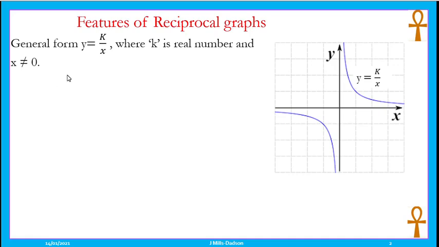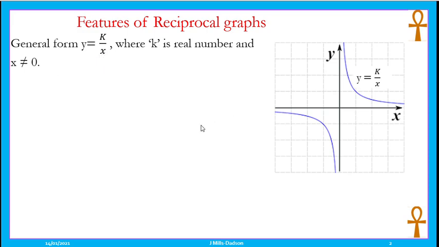First, the general form of a reciprocal graph is y equals k over x, where k is a real number and x is not equal to 0. X cannot be 0 because we don't want the denominator to be equal to 0, because a number divided by 0, you won't be able to define the value of it. That is why there's the restriction.